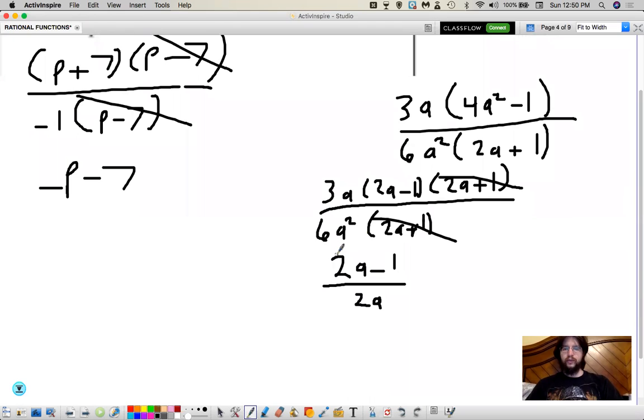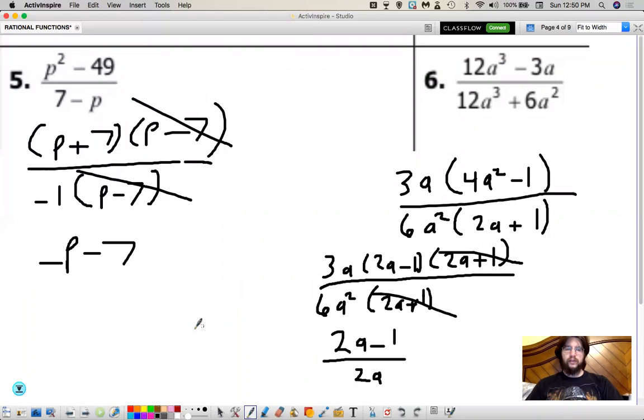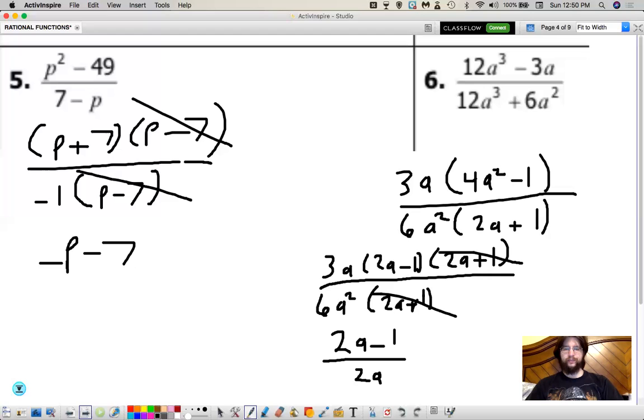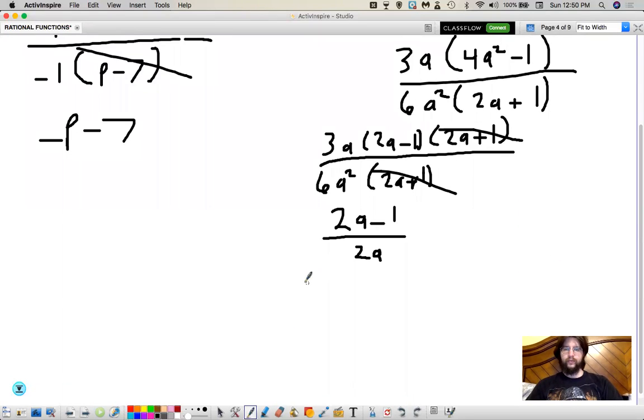So now we could split this up, but we're not going to. Well, let's see. Yeah, I guess we can. So how else could we write this? 2a over 2a minus 1 over 2a. So if you do have a monomial on the bottom, remember, we want to split it up, and we don't want negative exponents.